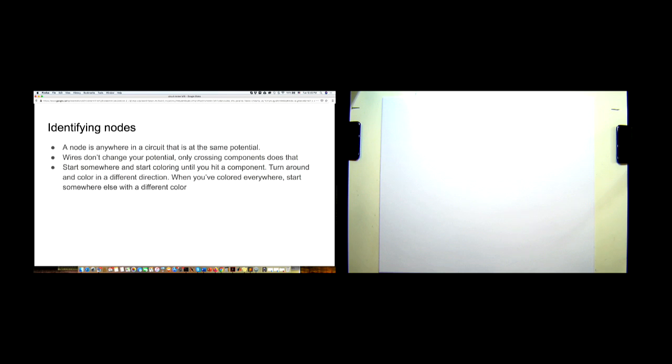Now, the final fundamental thing that I want to talk about is how we identify nodes. A node is anywhere in the circuit where I have exactly the same potential. Now, what does not change the potential is wires. Only when you cross components like resistors or capacitors can you change potentials, and you can lump nodes together by essentially using some sort of coloring technique.